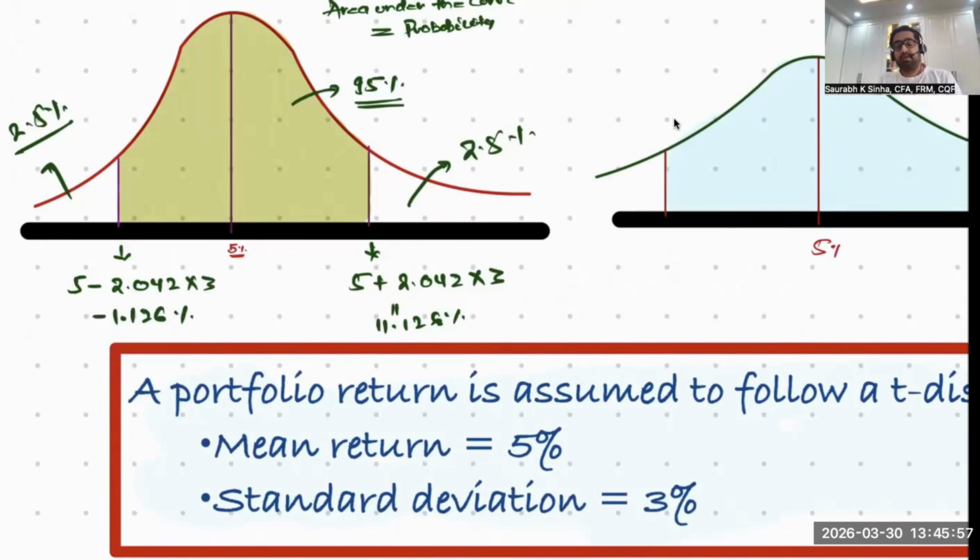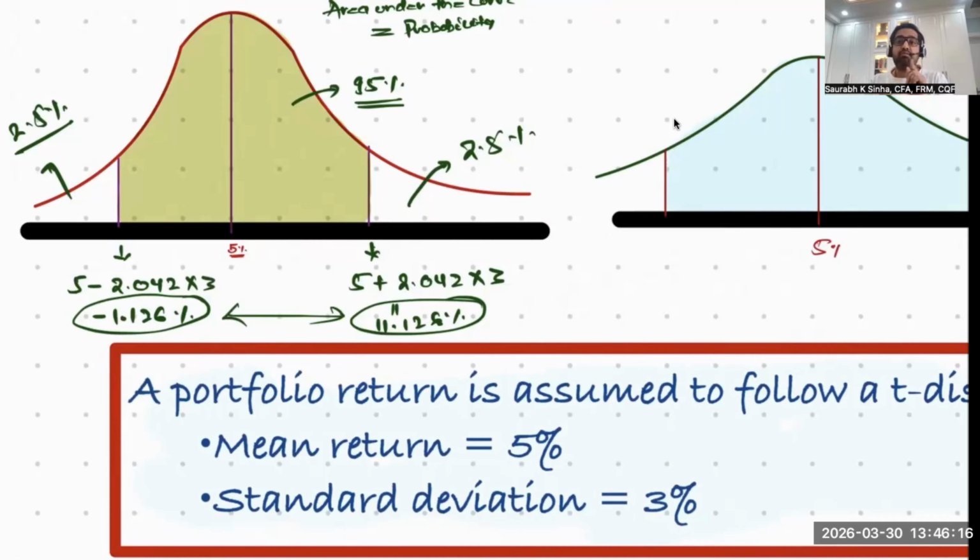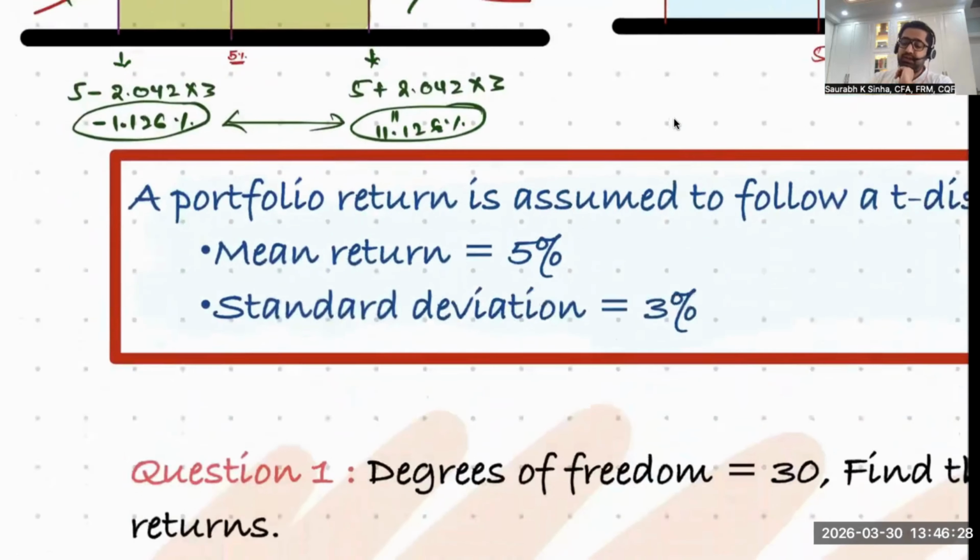Now, basically, what do these two numbers represent? These two numbers represent the range in which your return will fall at a 95% confidence or probability. So you will say, I'm 95% confident that the portfolio return will fall between negative 1.126% and 11.126% if the portfolio return is assumed to be T distributed. Okay. So this is question number one.